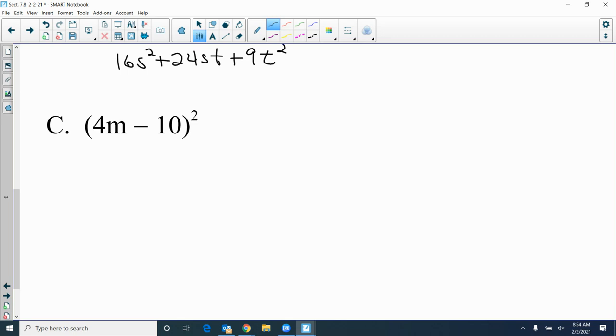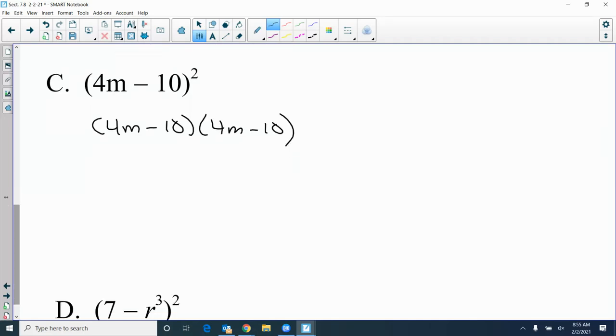Other than that, multiplication. All right, Connor, help me out here. What's 4m minus 10 times 4m minus 10? We're going to do 4m times 4m would be 16m squared. Then you're going to do 4m times negative 10 would be negative 40m.